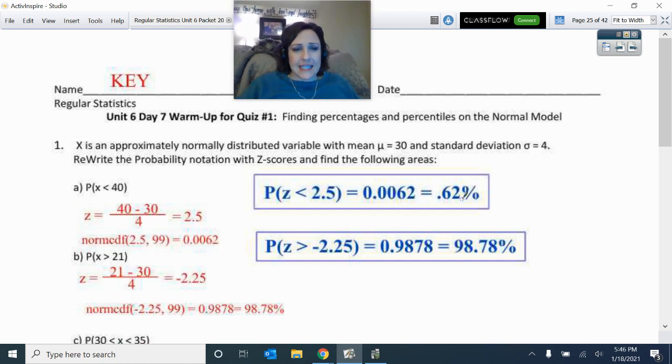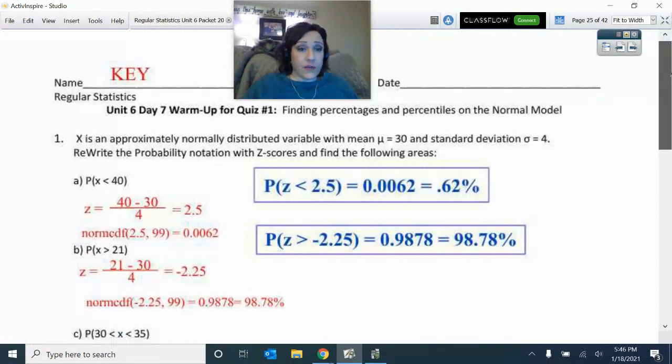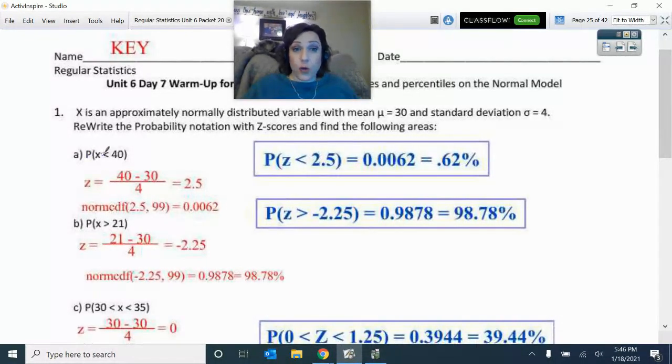All right, let's do the key to your warm up so that you are prepared for your quiz on the first part of the normal model unit. So we're finding the percentages. Now, in this first section, you were given the x values, so you needed to turn these into z-scores so that then you can compute the area. So x minus the mean over the standard deviation.